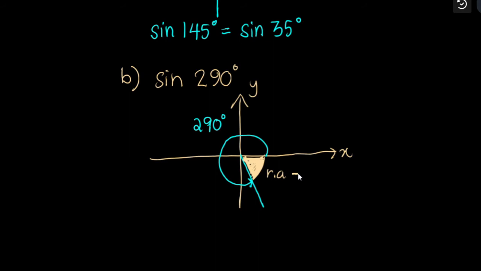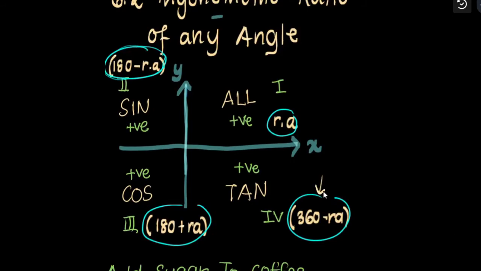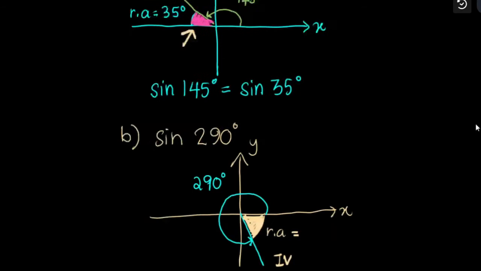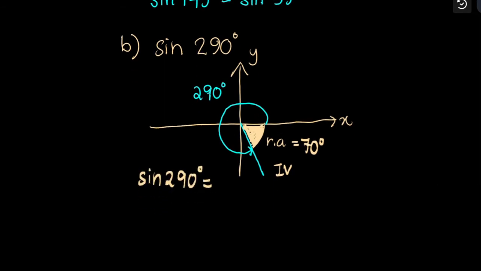So here, how do I find it in the fourth quadrant? Go back up here. What should I do? This is the formula, right? 360 minus 290 is 70. So here, sine 290 is equal to sine 70.